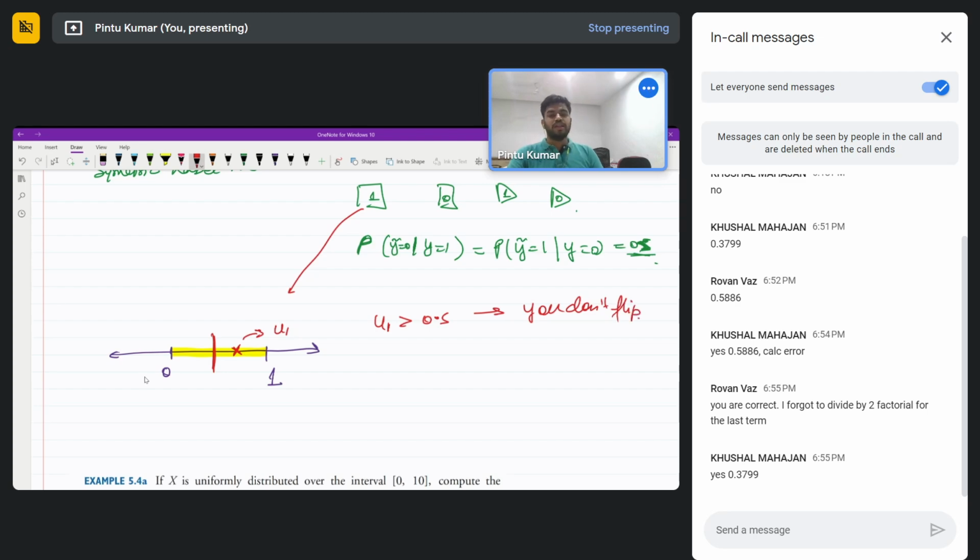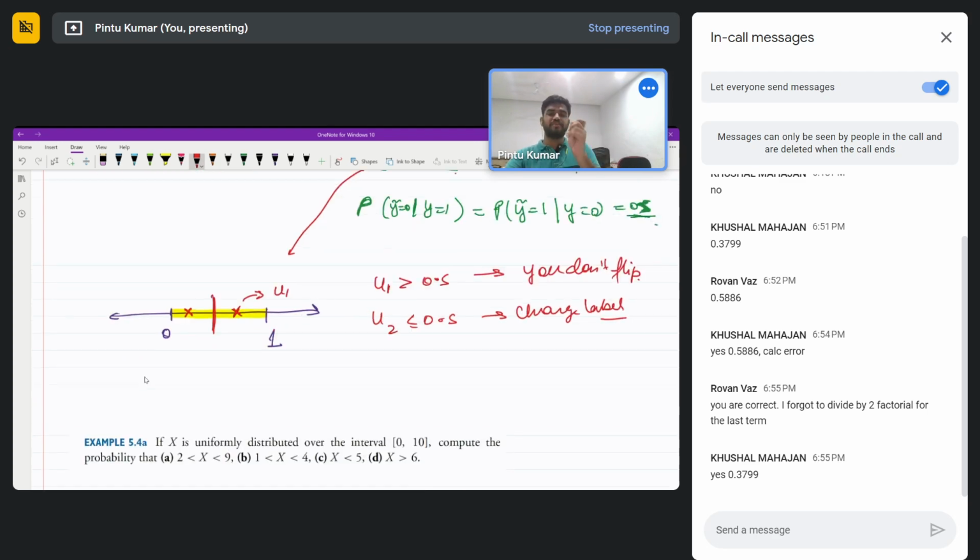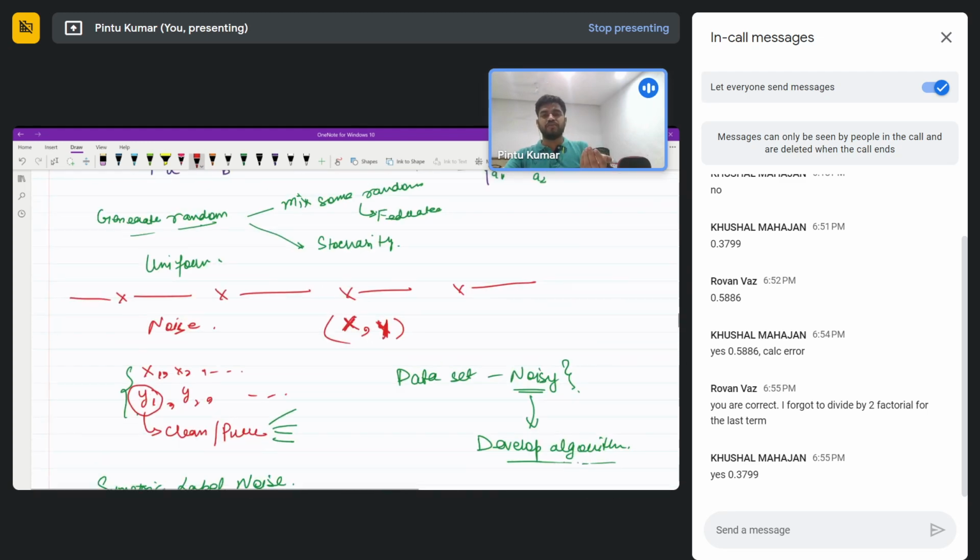Okay, let's say for the second point, the number generated is u2. If your u2 that is generated is less than or equal to 0.5, then you change the label. In this way, the new data set that you will get will have 50% noise in it. So this is a very vague kind of motivation for the uniform random variable.